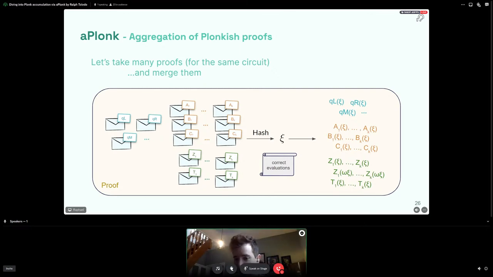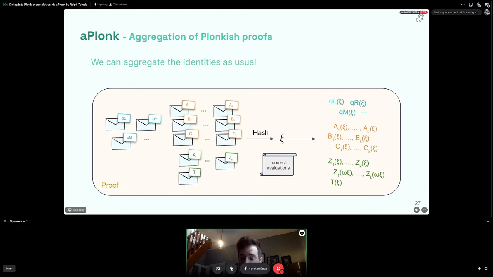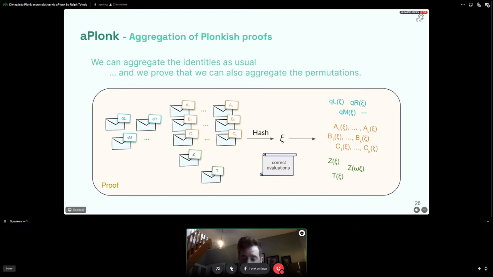So this is a lot. What can we do to make this big box a bit more sparse? The first thing that we can note is that the quotient polynomial was an aggregation of identities. So technically, we can aggregate all of the identities over all the proofs together. The second thing that we can do, and we prove it in the paper, is notice that we can merge all of the permutations together.